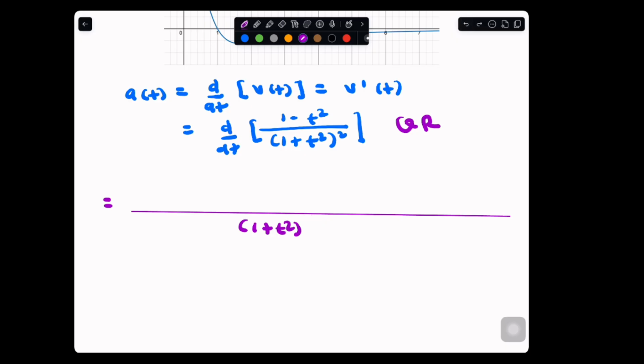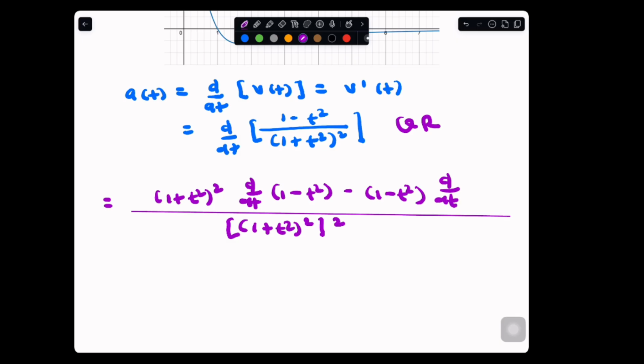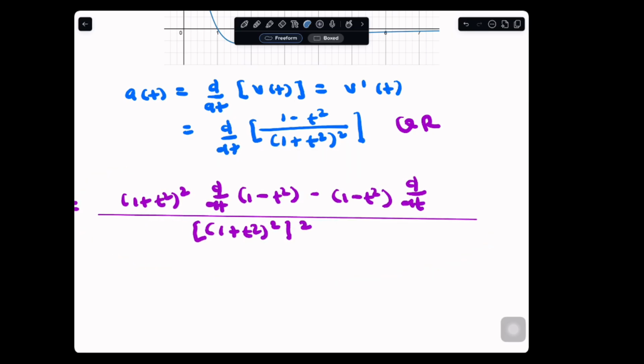Square, if you wanted to see every detail, we square this function, bring this function up, differentiate 1 minus t squared minus 1 minus t squared, differentiate. Let's get some room here. One plus t squared squared. All right.